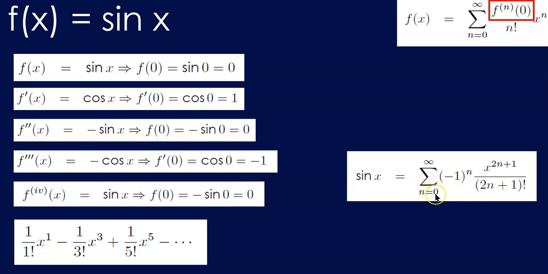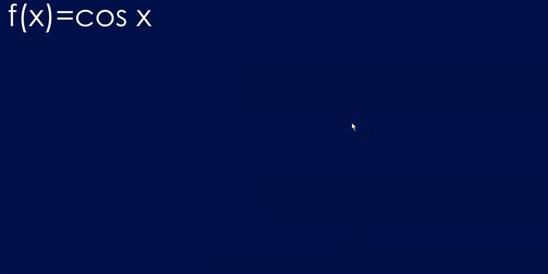If n equals 1, we now have a negative, and x is raised to the third power over 3 factorial. Now we want to find cosine. In class we cranked it out and did all the possible terms, the same thing we just did for sine, but there's an easier way.